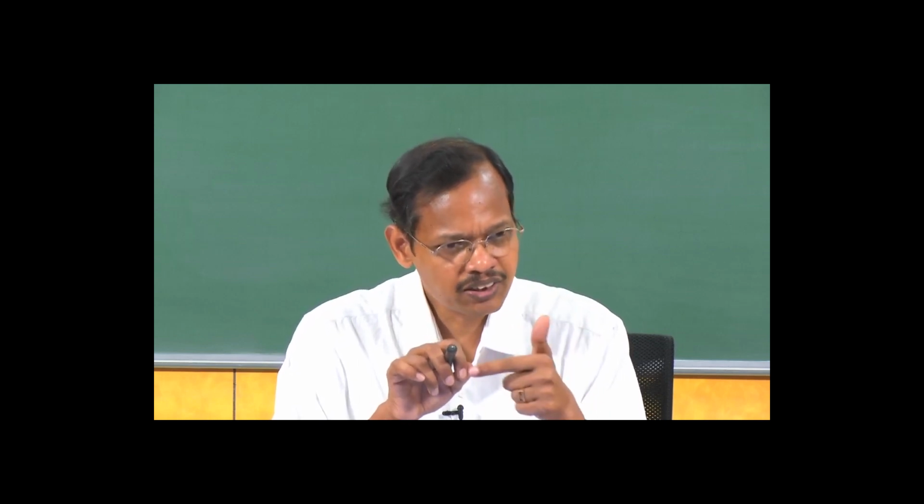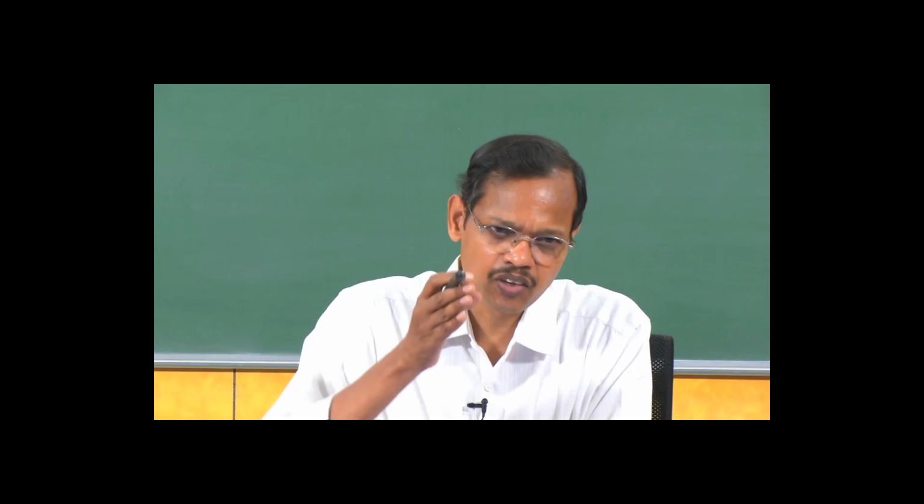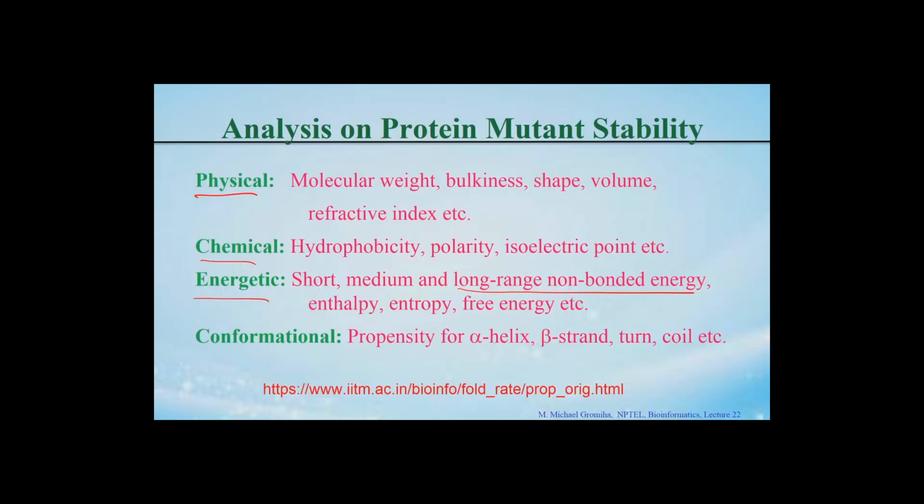For example, if you have the molecular weight, you have 20 values for the 20 residues. For the volume, for 20 residues, you have 20 values. Likewise, you have the conformation properties. How do we get the conformation properties? From known structures, we get the propensity. How do we get the propensity of alpha helix?